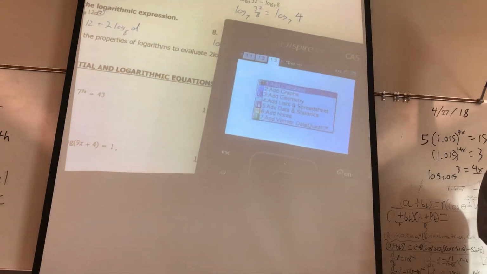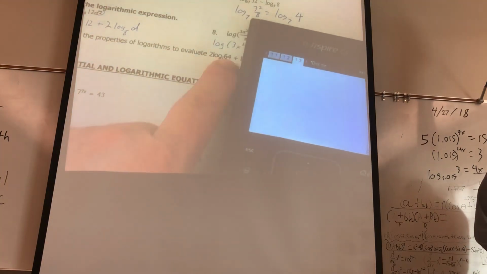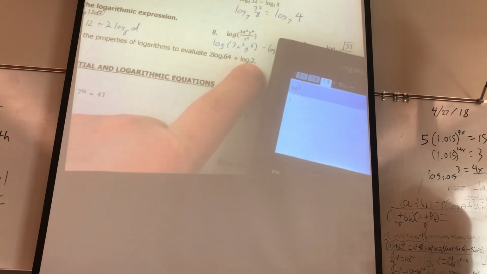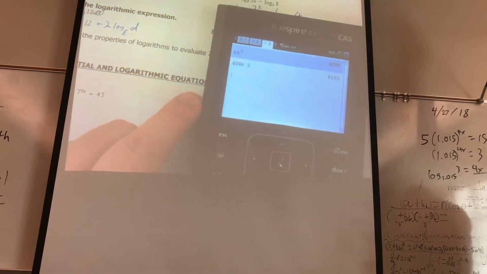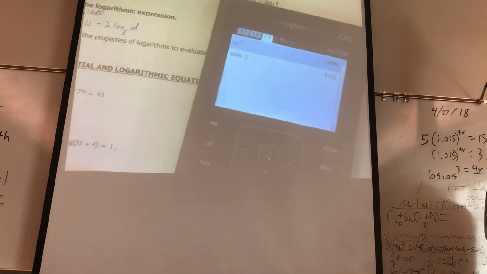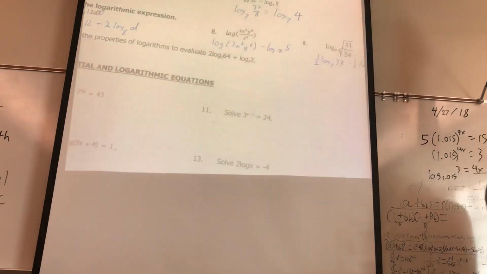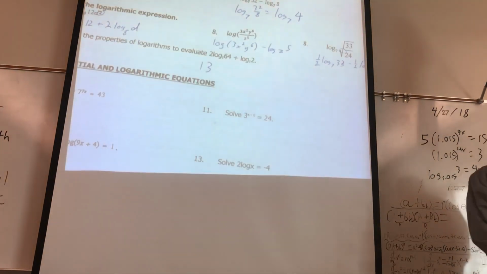This would be, the 2 goes to the 64, so that's 64 squared. And then we would multiply that by 2. So we get 8,192. And we're doing the log base 2 of 8,192, which gives us 13. The answer here is 13.